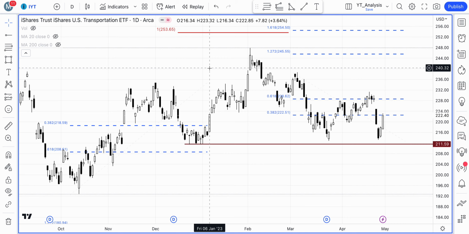So guys, this is what we are looking at in the major stock indices in the United States.